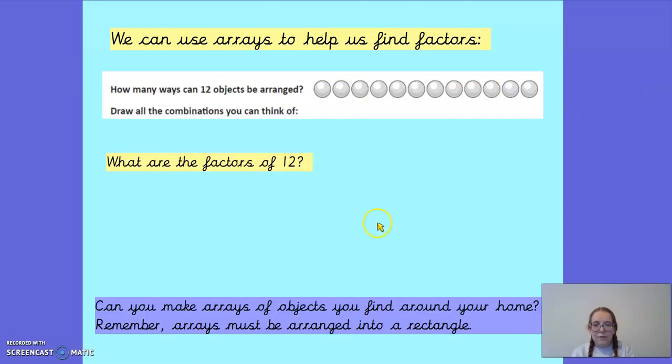Once you've found out the factors of 24, have a go at arranging 12 objects. You can do this as dots on your paper, or you can find actual objects to arrange as well. So you can have a look at the different arrays. Again, can you make arrays of objects you find around your home? Remember, arrays must be arranged into a rectangle. It's got to be a regular shape if it's going to help you find your factors.